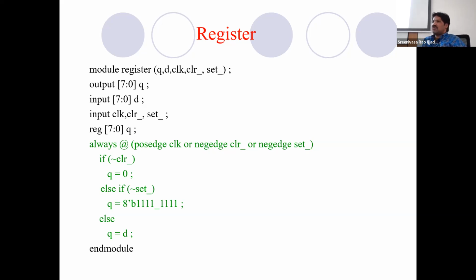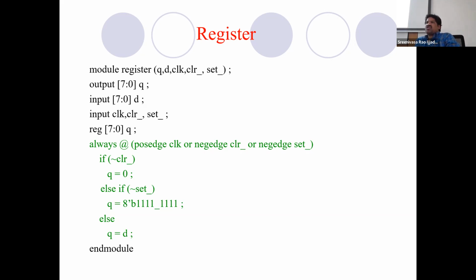Input port name is D. And two more inputs are there: clock, clear bar, and set bar. So you can write always, and in the sensitivity list include set, clear, and clock: positive edge clock, negative of the clear and negative of the set. Clear is what? To clear the content. Set is for what? To set any value for this 8-bit register.